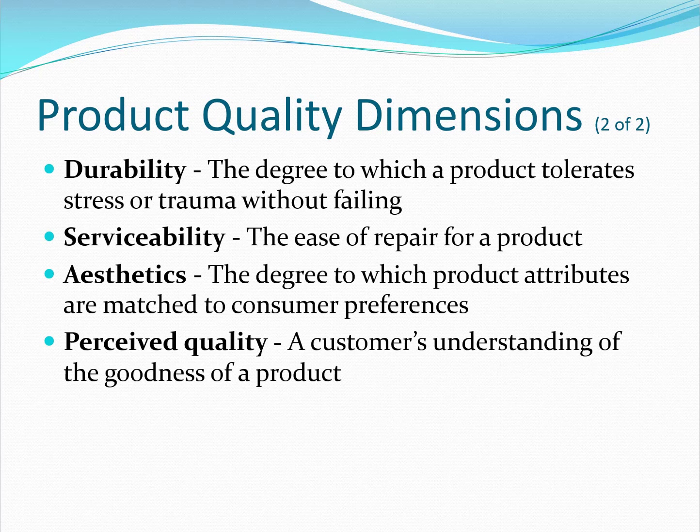Other dimensions of product quality are its durability, or the degree to which a product tolerates stress or trauma without failing. An example of a product that's not very durable is a light bulb. Light bulbs are damaged easily and they cannot be repaired. In contrast, a trash can, for example, is very durable, and it can go through a lot of wear and tear and still be in good working condition.